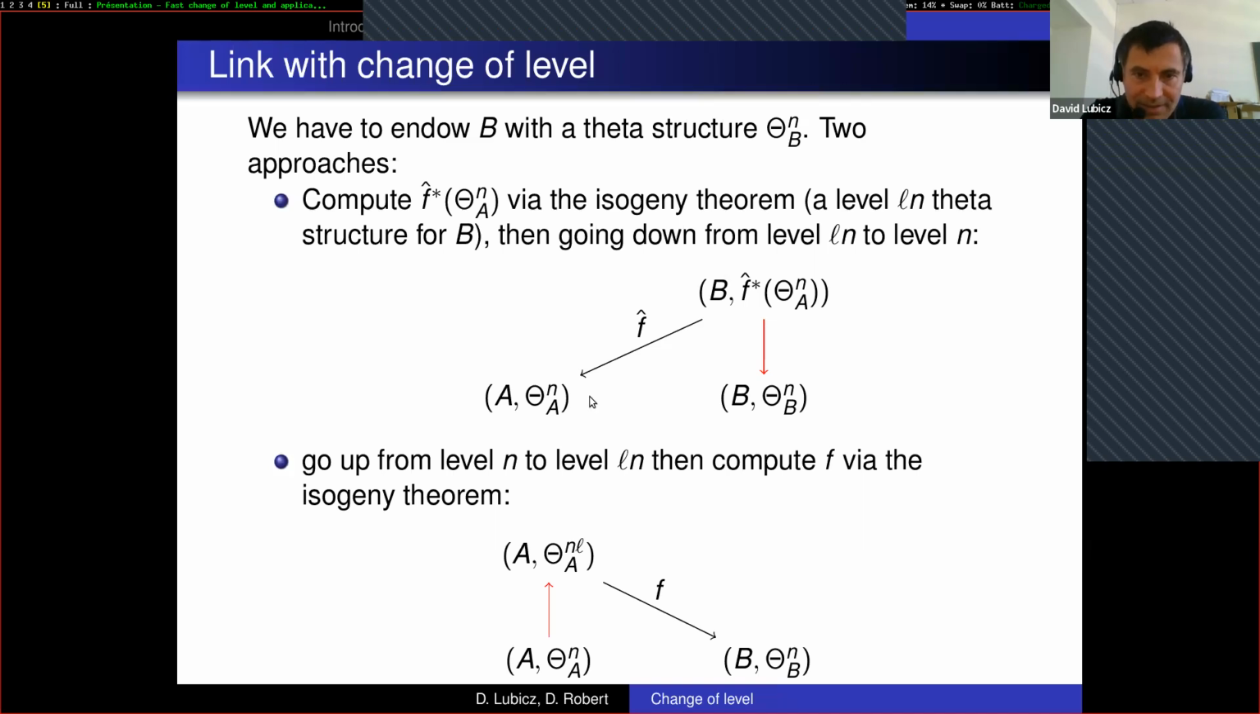So in my diagrams, the black arrows correspond to the use of the isogeny theorem for theta functions, which is perfectly effective and well understood. But unfortunately, this isogeny theorem does not preserve the level of the theta structure. This is why we have to compose it with a change of level algorithm. And this is what we have improved in our paper.